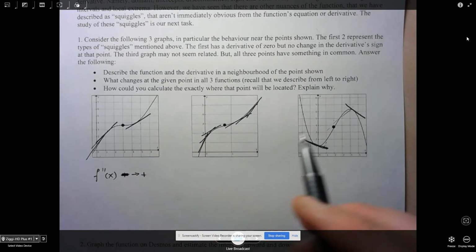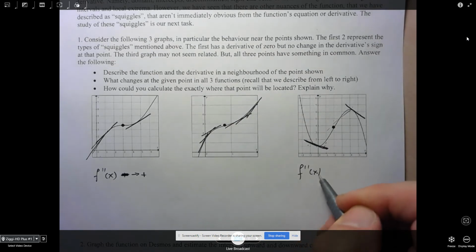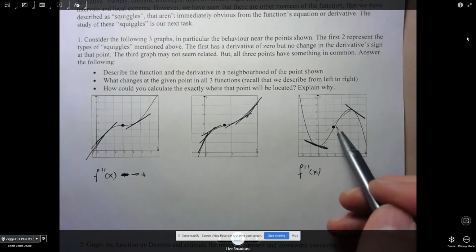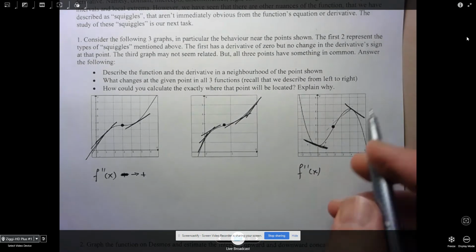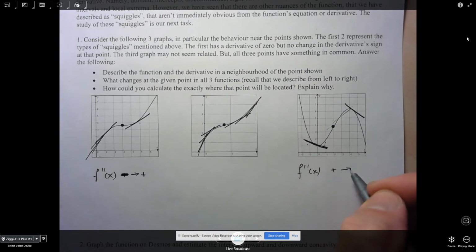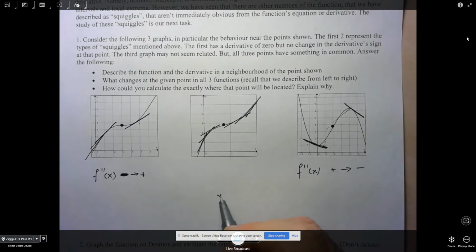Here, if the derivative is going from increasing to decreasing, that must mean that the second derivative is going to go from positive to negative at this point. And of course, when do functions change sign? Well, at x-intercepts and possibly where the function does not exist.